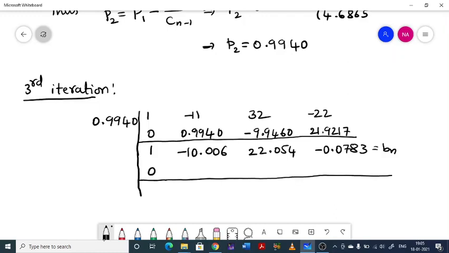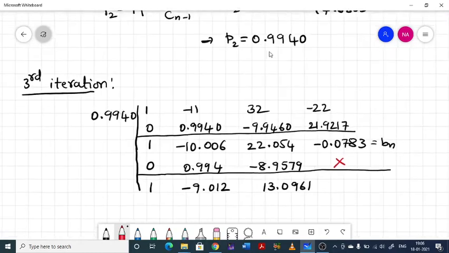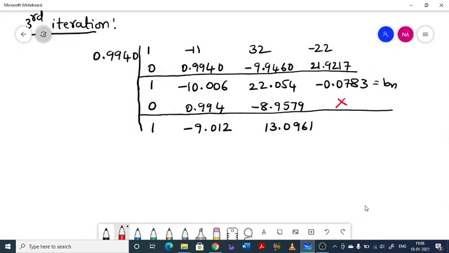Now repeating the process, here I will get 0, so this is carried as it is, so 0.994. Adding those two, minus 9.012. Next here I should write minus 8.9579. Sum of those two will be 13.0961. Here we should not write anything. So here I have approximately P2 equal to 0.994. Now this is Bn, this is Cn minus 1.